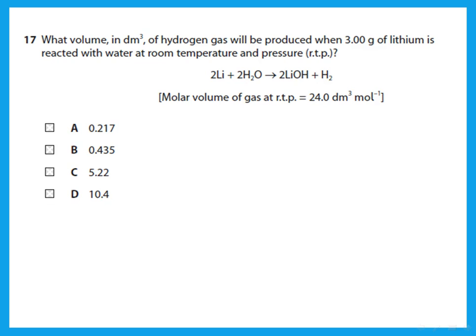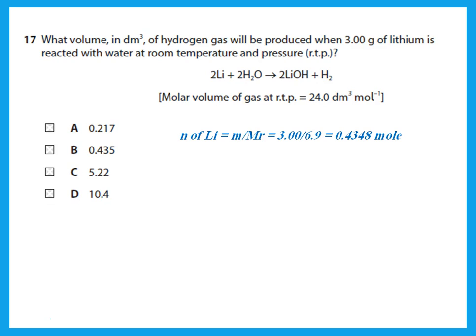What volume in dm³ of hydrogen gas will be produced when 3 grams of lithium is reacted with water at room temperature and pressure? That means we can use the equation that has 24 in it. Okay, so he's asking for the volume of hydrogen, but he gives me 3 grams of lithium. So the first thing I need to do is get the number of moles of lithium. Number of moles is mass over molecular mass. So that gives me a certain number of moles.